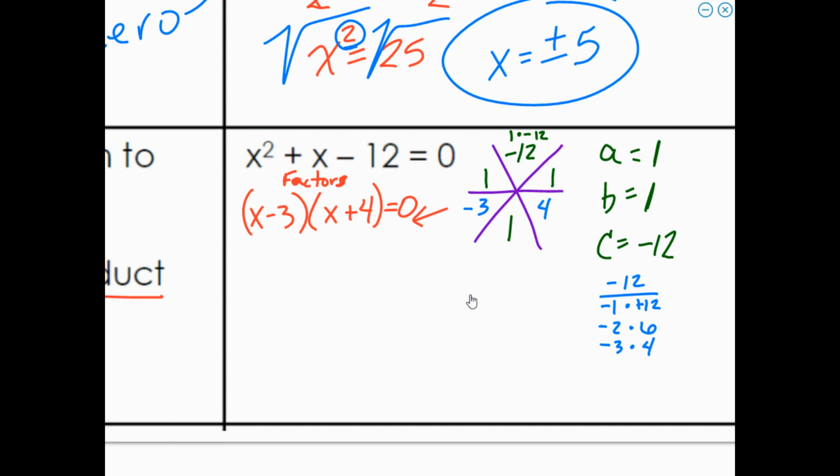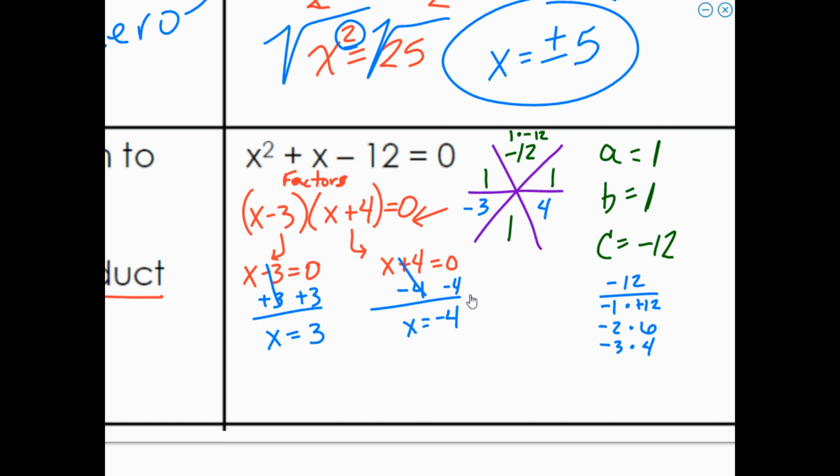So I'm going to take the factors and make them equal to 0, right? Separate them to use that zero product property and solve. So add 3 to both sides for this one. So x equals positive 3, or subtract 4. So x equals negative 4. There's my two solutions. What is the other method that I told you you could use, instead of writing them out as their factors?